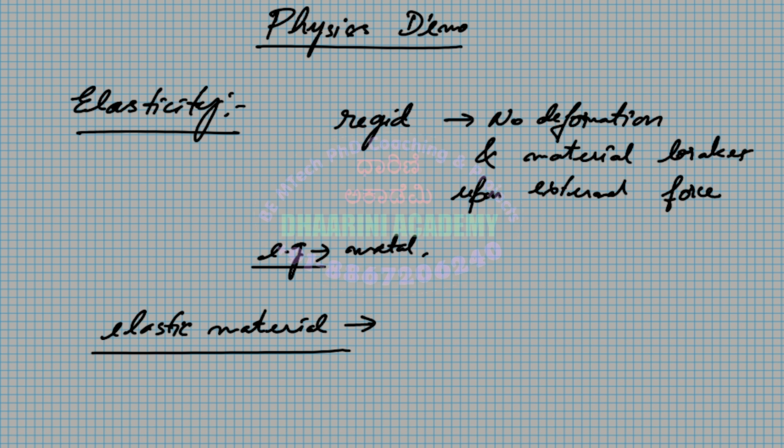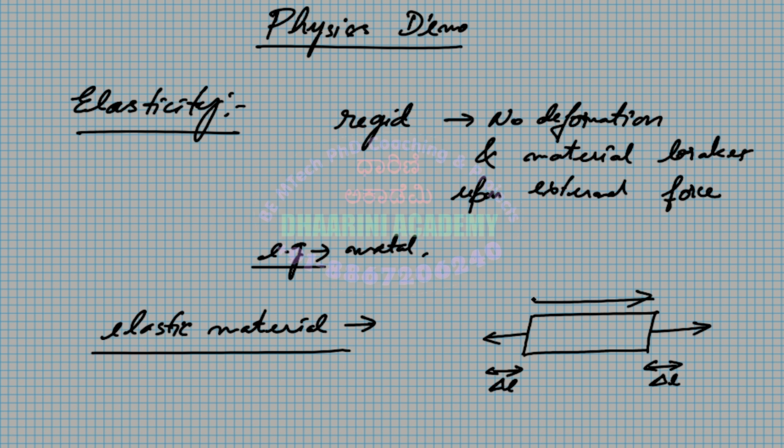In the sense, if you are pulling the object from both sides, let me go directly to an example like a rubber sheet. You apply forces in both directions. Initially you may not see the change, but as soon as this happens, there is a change in length, delta L. Initially you had a length, say L, now it changes by delta L. That's what happens when you apply the force. Again, you have a certain limit.